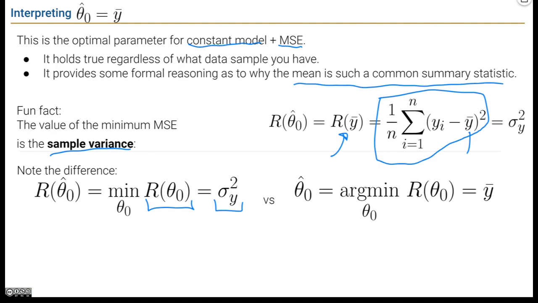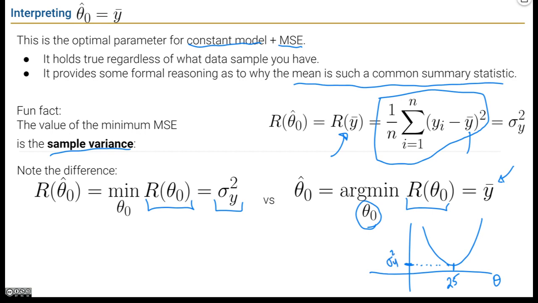This notation here, argmin, is actually asking for what is the input value of theta naught that gives me the minimum of this. So argmin is actually the mean. This is the difference on the plot on the previous page between asking where this occurs, so 25 is the argmin, and then asking what is the actual mean squared error at that point, which ends up being the sample variance of your y values.